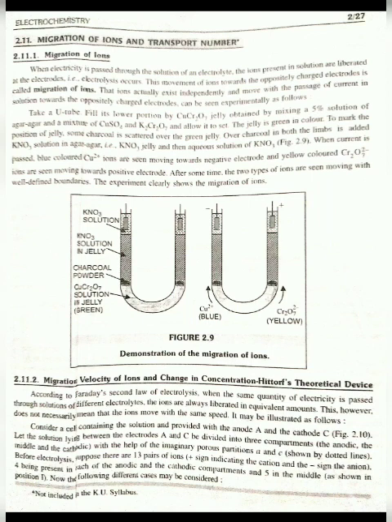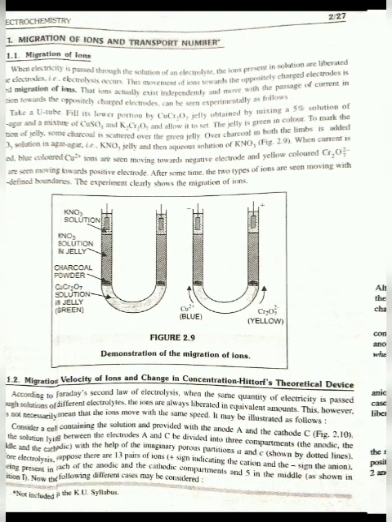Consider a cell containing the solution and provided with the anode A and a cathode C. Let the solution lying between the electrodes A and C be divided into three compartments, the anodic, the middle, and the cathodic, with the help of imaginary porous partitions shown by dotted lines. Before electrolysis, suppose there are 13 pairs of ions, positive sign indicating the cation and the negative sign the anion, 4 being present in each of the anodic and the cathodic compartment and 5 in the middle, as shown in position 1. Now the following different cases may be considered.